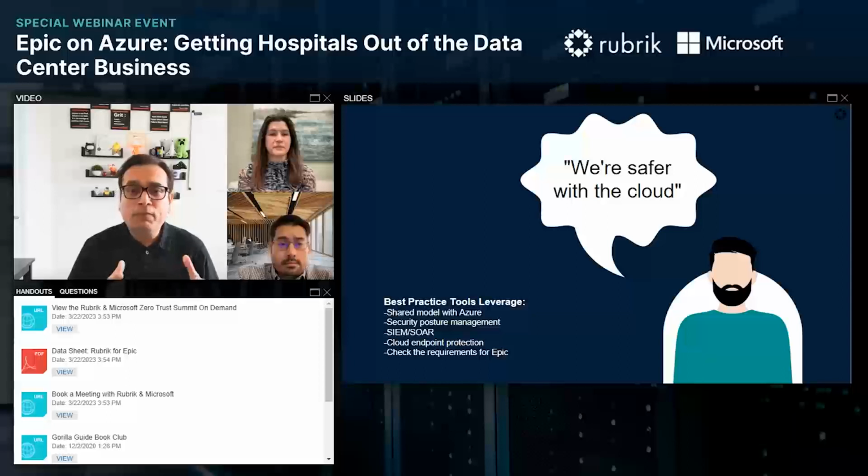So to the point, it's a shared service model. We have guidance and documentation, and we want customers to utilize this guidance and the security controls to secure their healthcare data in Azure.